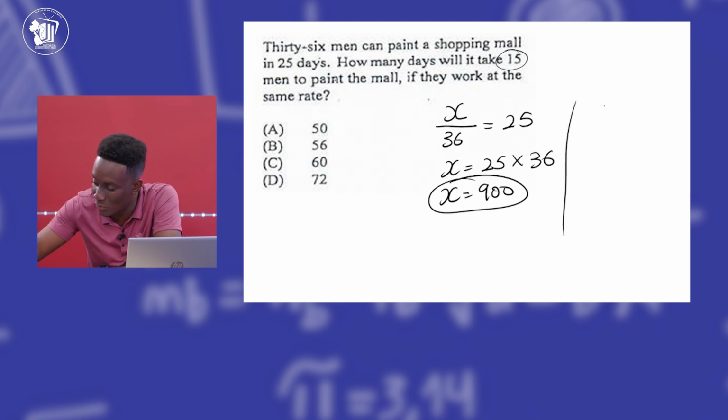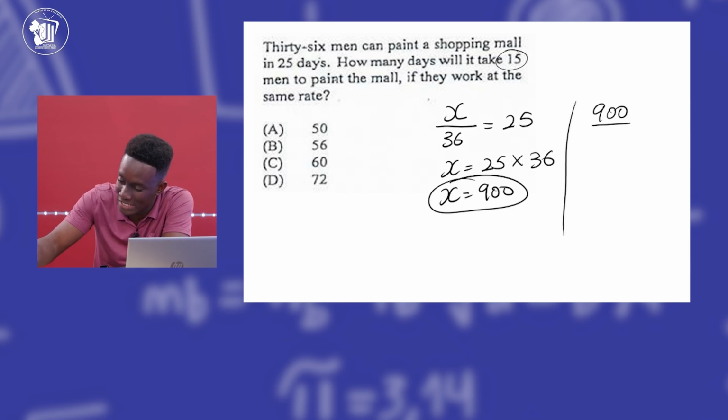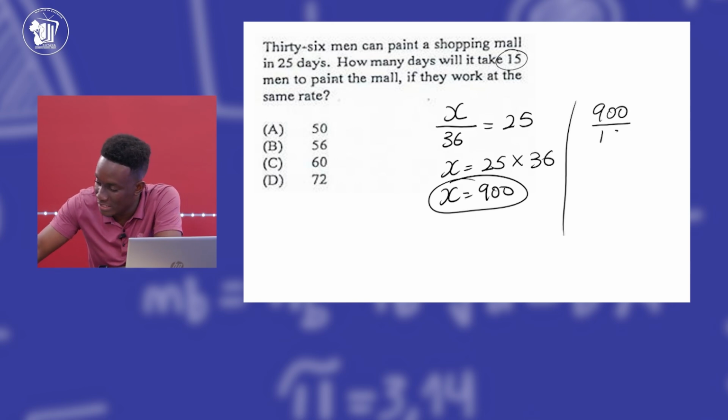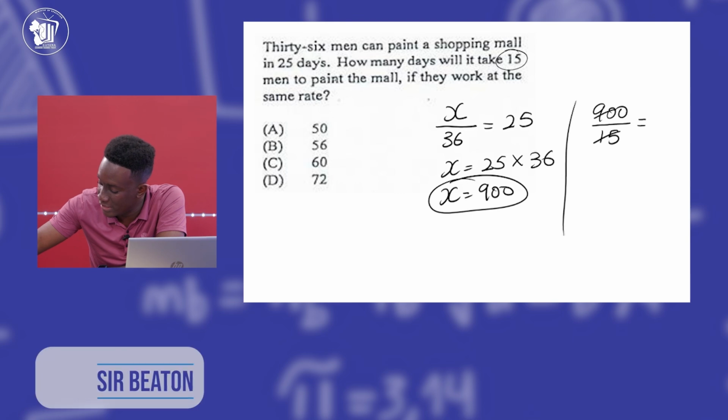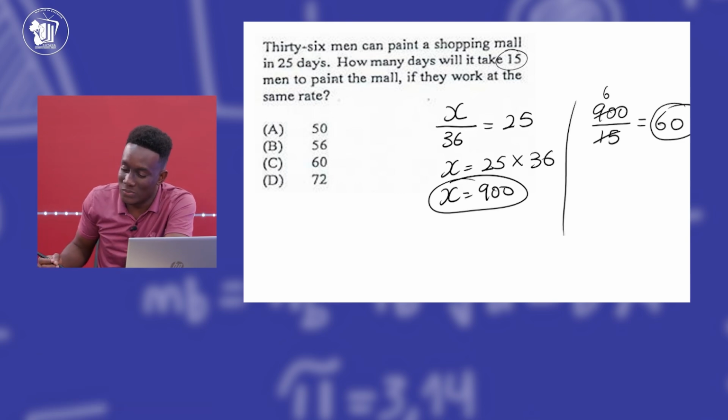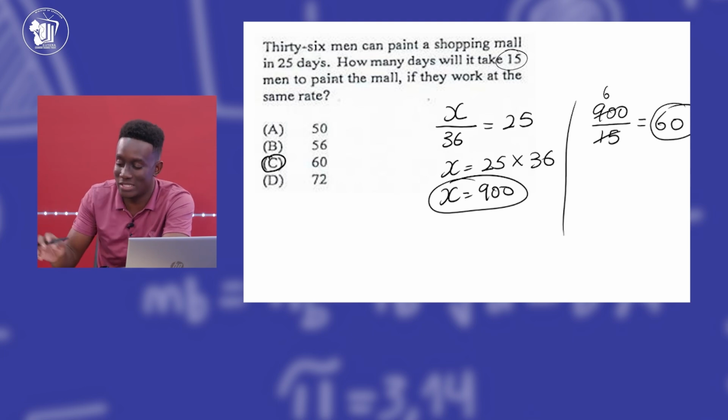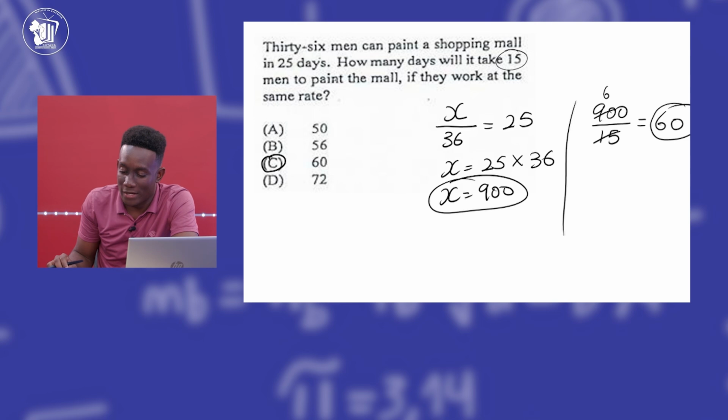So in this case, it's 900 divided by how many men do we have? This time we have 15 men. So 900 divided by 15 men will give us how many days? So we know 15 can go into 90 6 times, so this will take them 60 days. So it will take 15 men 60 days to paint the mall using this approach that we just did. All right, so it will take 36 men 25 days, and it will take 15 men 60 days to paint the mall.